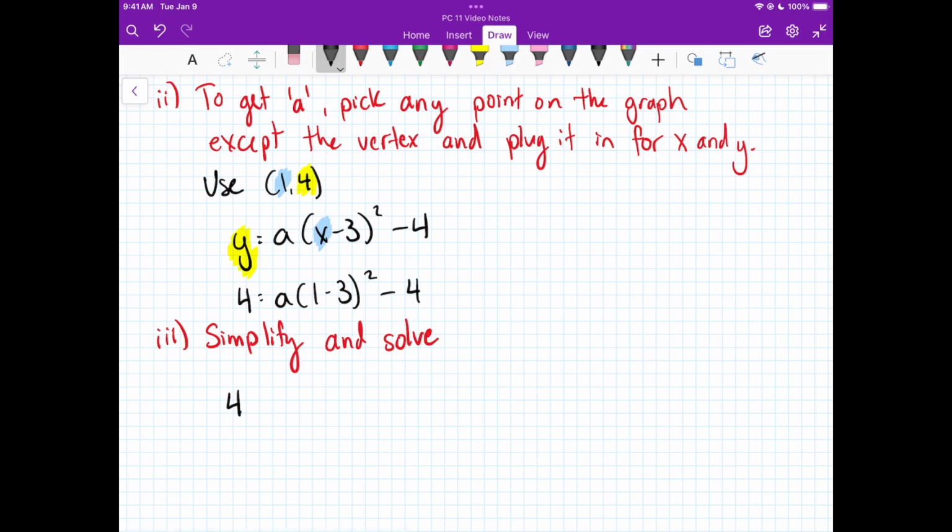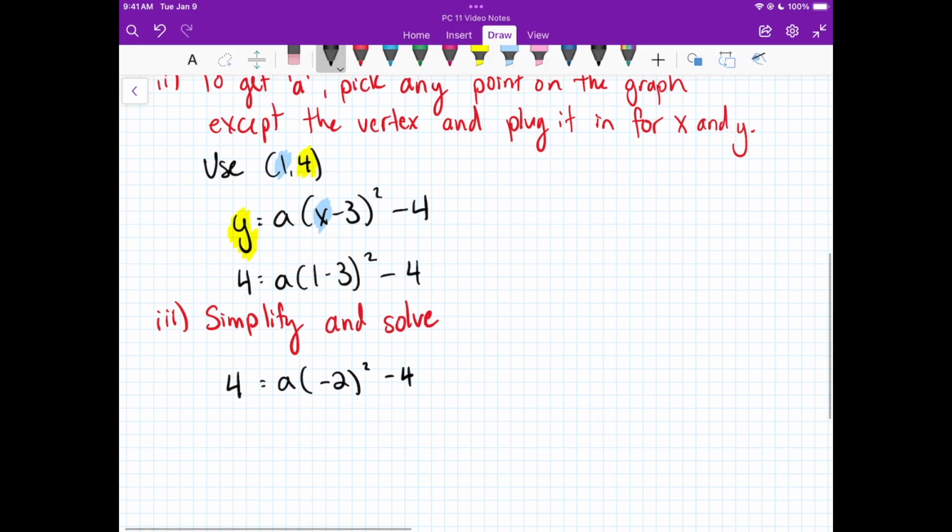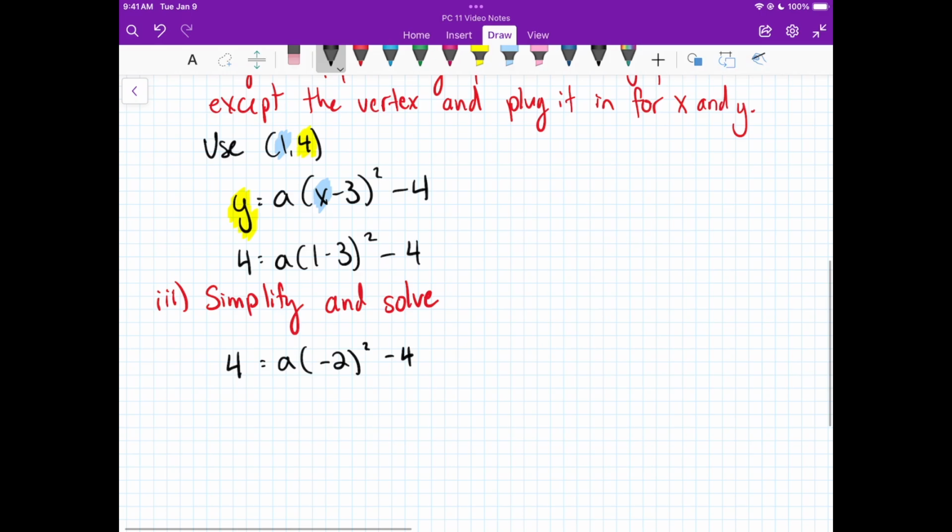First things first, we've got x minus 3, and we can do better than that. So a times negative 2 squared minus 4. Then we can square that negative 2, which gets us 4 equals a times 4 minus 4. Now, looking at this, a really common mistake people will make is to combine the 4 and the 4, but that doesn't work. This 4 is attached to an a, so we can't separate it from the a just yet.